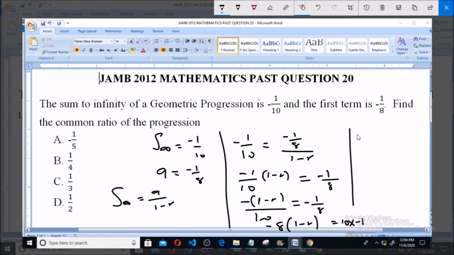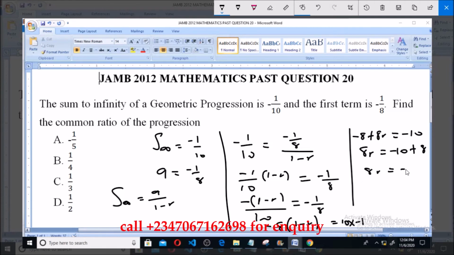So now opening the bracket, we have minus 8, then minus 8 times minus r will give us plus 8r is equal to minus 10. So now collecting like terms, we have that 8r is equal to minus 10 plus 8. That means 8r is equal to minus 2. Now dividing both sides by 8, which is the coefficient of r, we have 8 cancel 8 here, giving us r, and then 2 here and minus 2 here will give us 4.